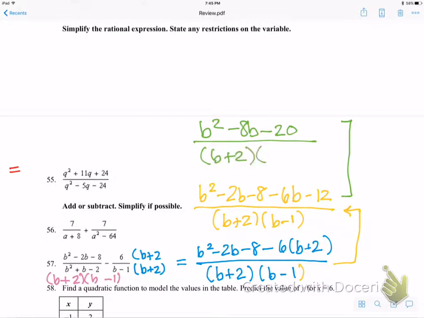Now at this point you could check your answer choices and see if this matches any of them. If it doesn't match any of them, then you can try to factor the numerator by finding what multiplies to give us -20 and adds to give us -8. And those two are b - 10 and b + 2.